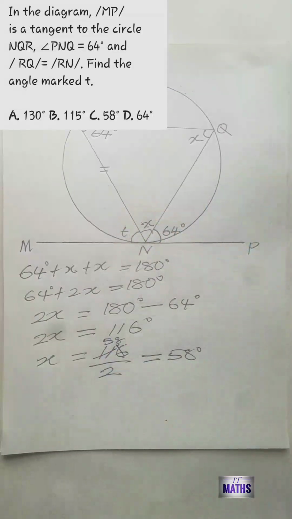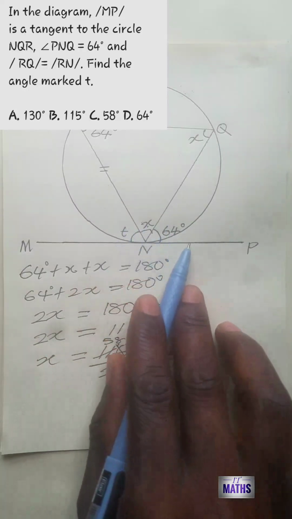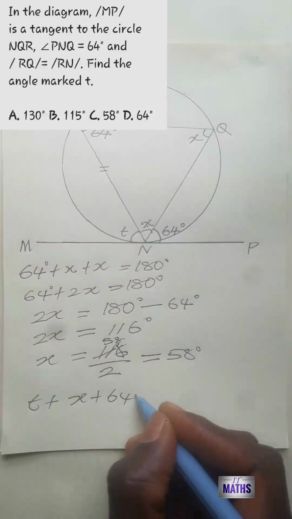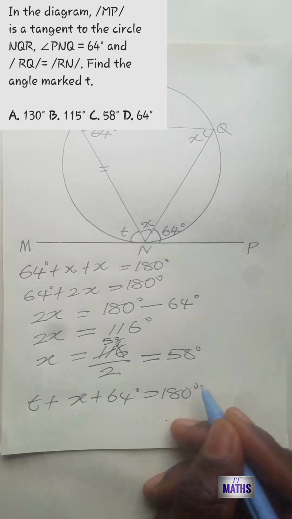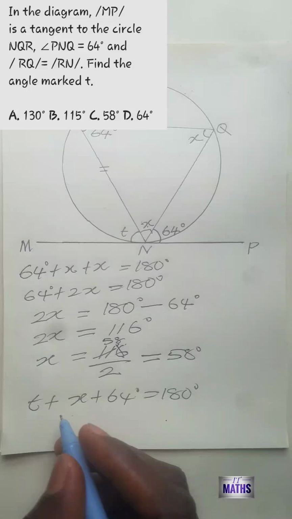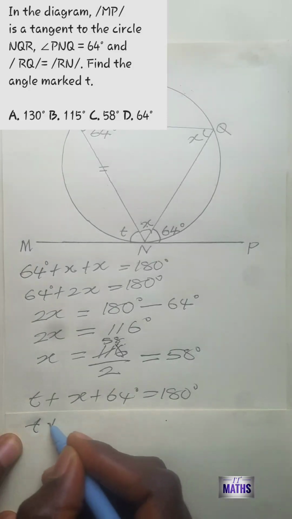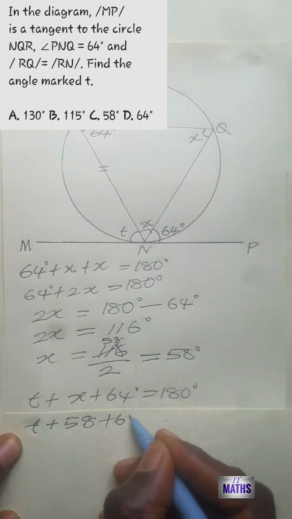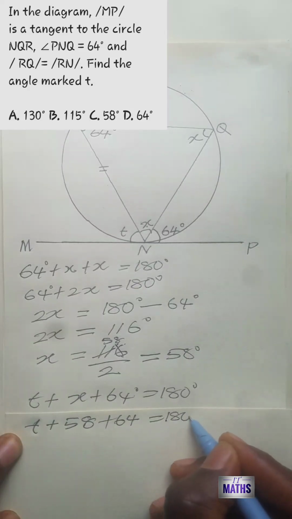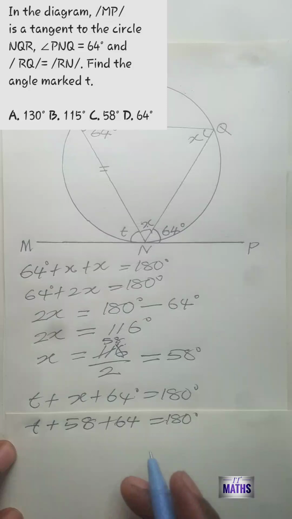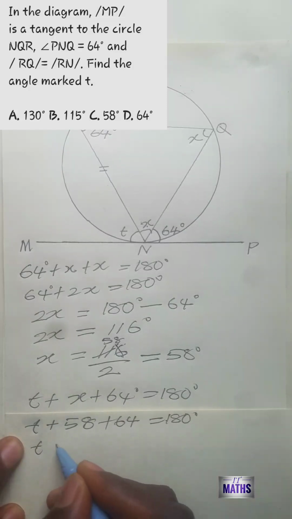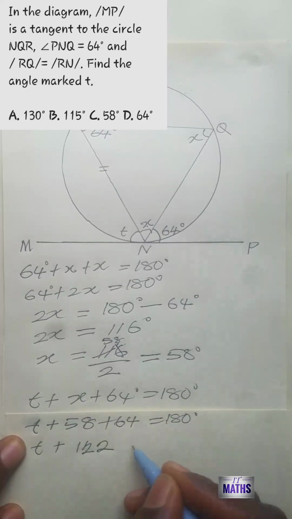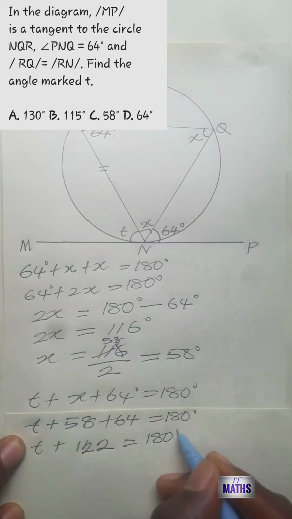This is 58 degrees. Now what I said earlier, I can now add these three. T plus x plus 64 degrees is 180, sum of angles on a straight line. So we know our x to be 58, so we have 58 plus 64. Now this plus this is what? 12, carry 1, 11 plus that one, 12. It's equal to 122 degrees.